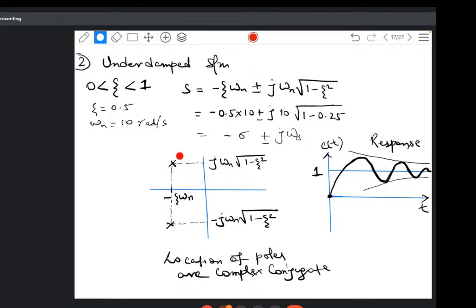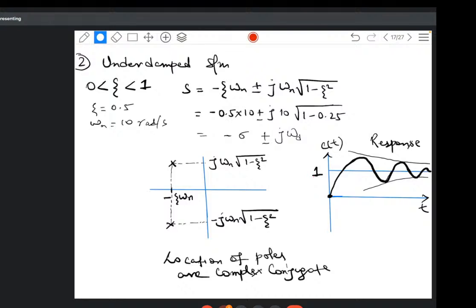And the response, as you can see for this particular part, was exactly the case of a second order underdamped system, where the oscillations were getting damped out and finally my response settles to the steady state value. Since my unit step input is taken, the steady state output is 1, or the steady state input is 1.